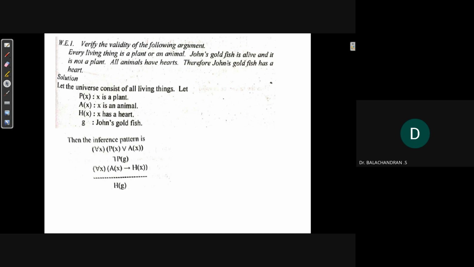Therefore, John's goldfish has a heart. So John's goldfish is G. H of x means x has a heart. So H of G means John's goldfish has a heart. Okay. Now we will use the rules one by one.